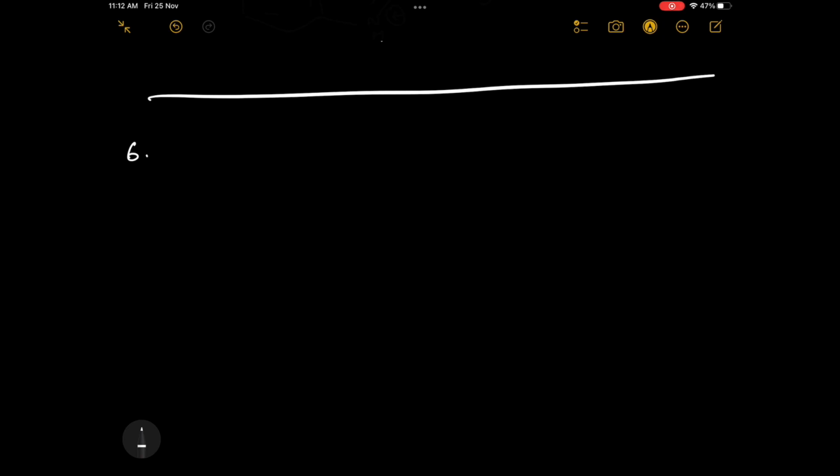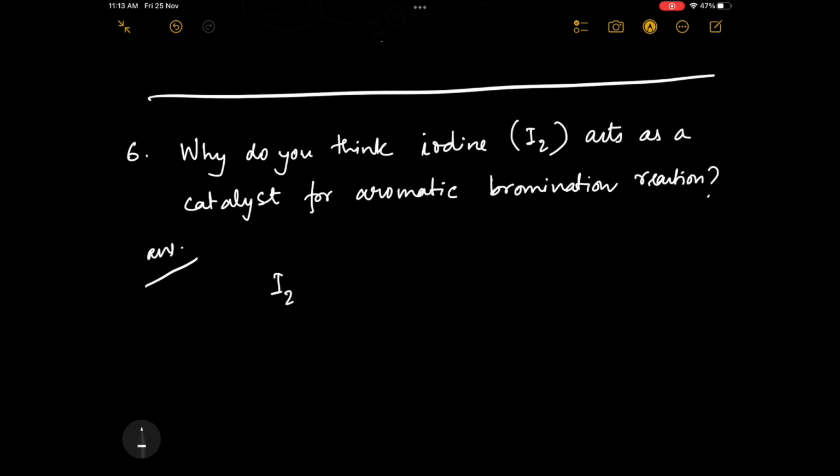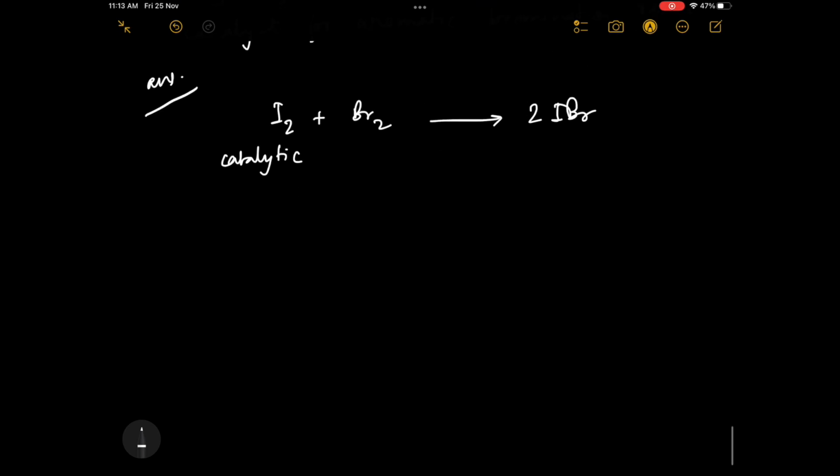Okay. So now going into the next question. This is also a very interesting question. Iodine acts as a catalyst for electrophilic bromination reaction, or the aromatic bromination reaction. So we have to understand why that is. So let's see, if iodine is reacting with bromine in a catalytic manner, what happens? We get a species which is IBr.